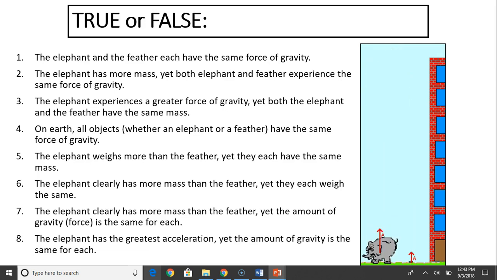So here is an animation showing an elephant and a mouse in free fall. These are a series of questions asking you if they are true or false. I want you to read each single one, come up with your answer, then you can compare.